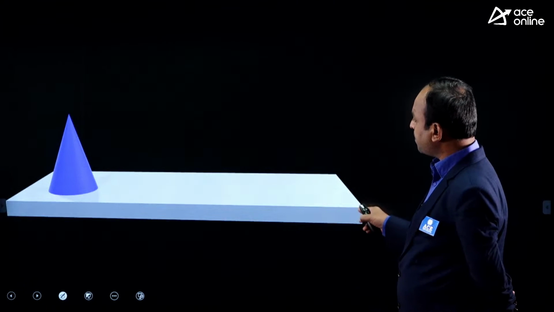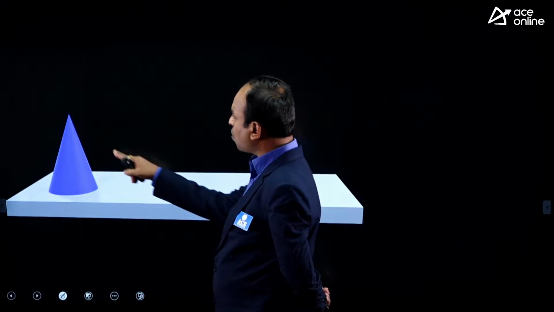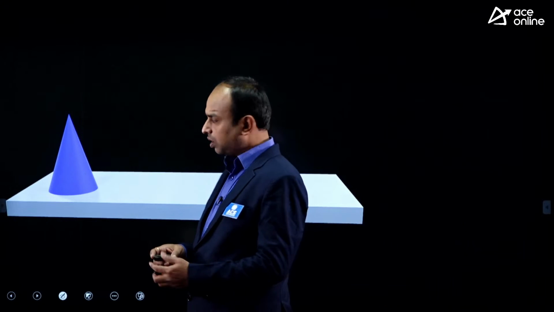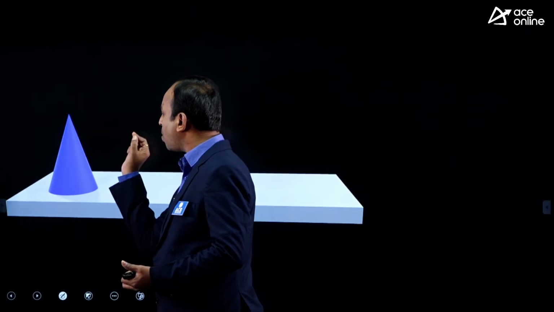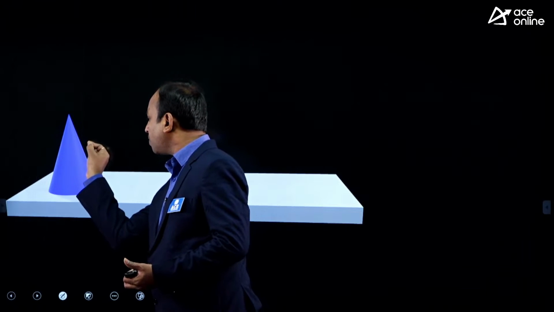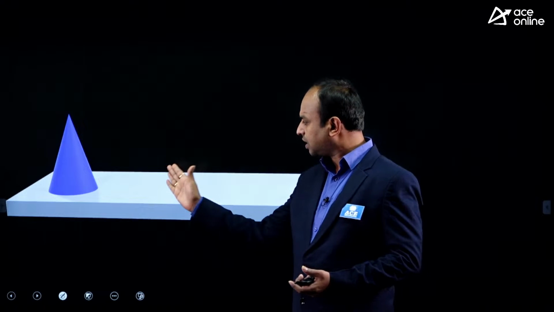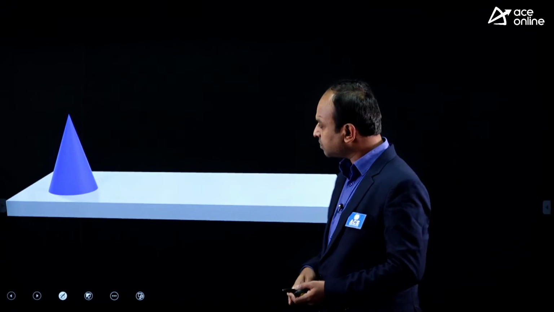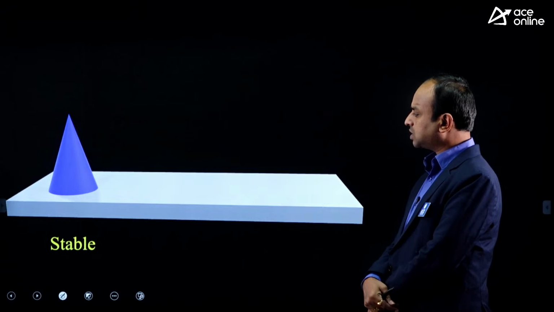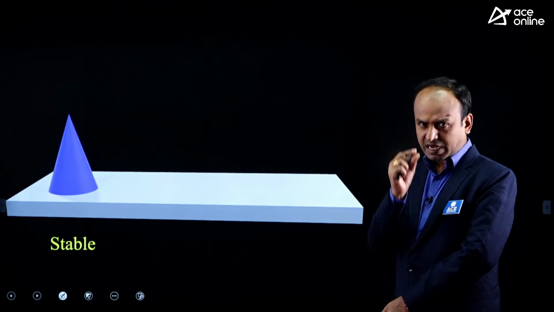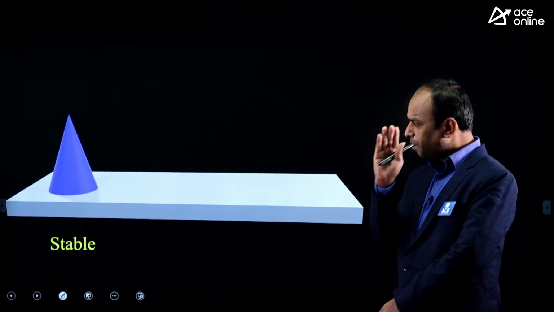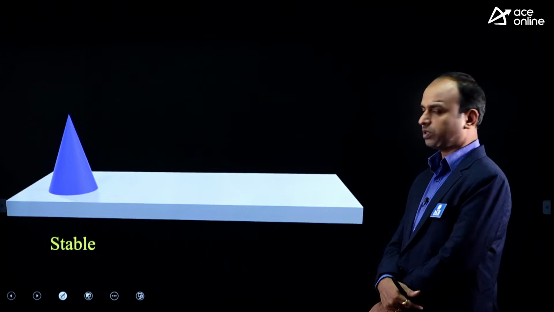There is a base here, and this cone is standing on the base. Now I am touching the base, applying a small force. For a small change in input, it settles after some time on the base only. This type of system is called a stable system. There is no big change; for any small change, there is no big change in the final output.